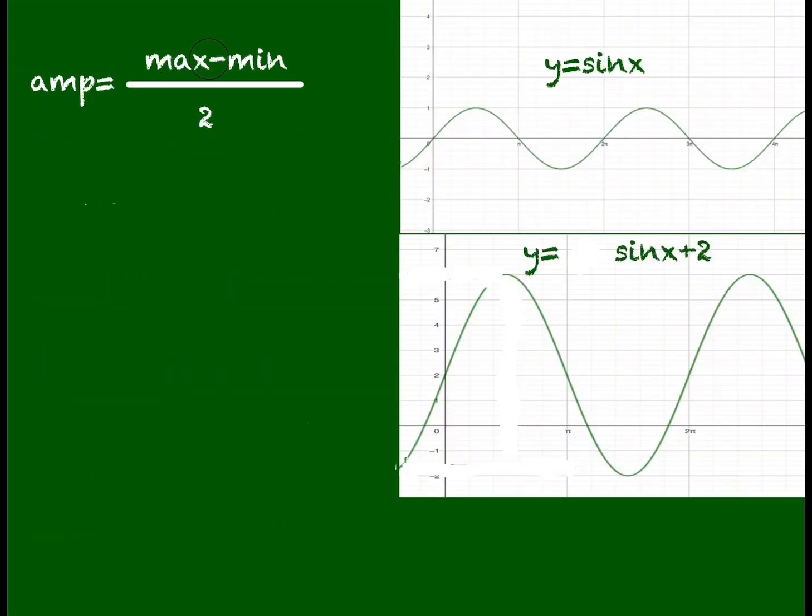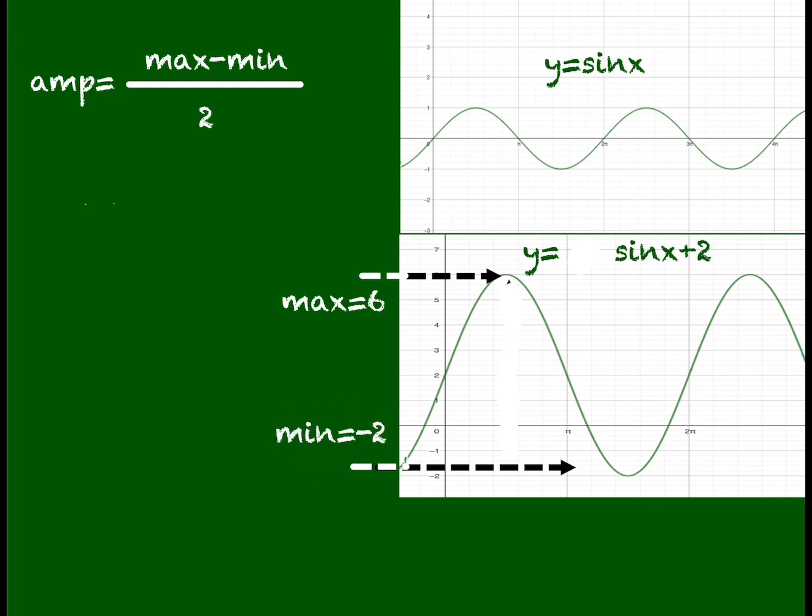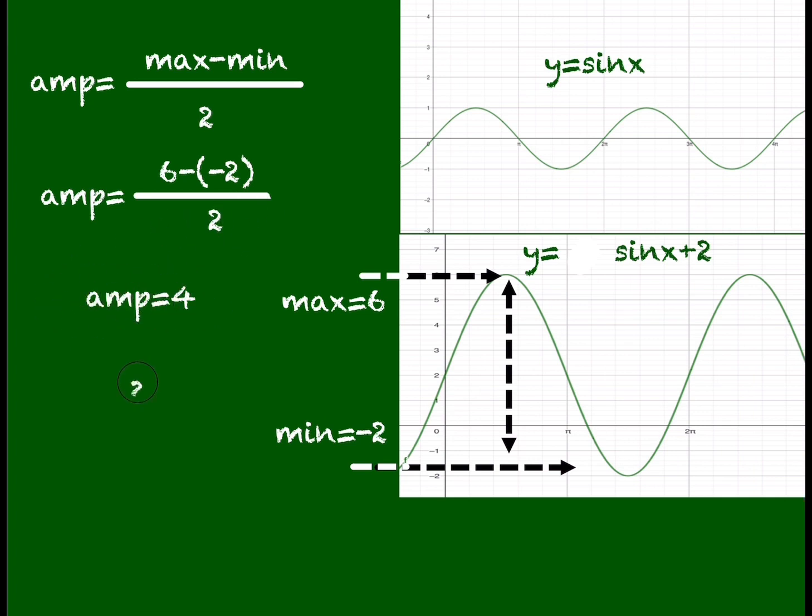To figure out the amplitude, we can use the graph as well. First, find the maximum and minimum values of the function. This enables us to calculate the distance between the maximum and minimum values. Then, just divide by 2 to get the amplitude of the function. Here it is 4. The amplitude might be different from the coefficient of the sine or cosine function.